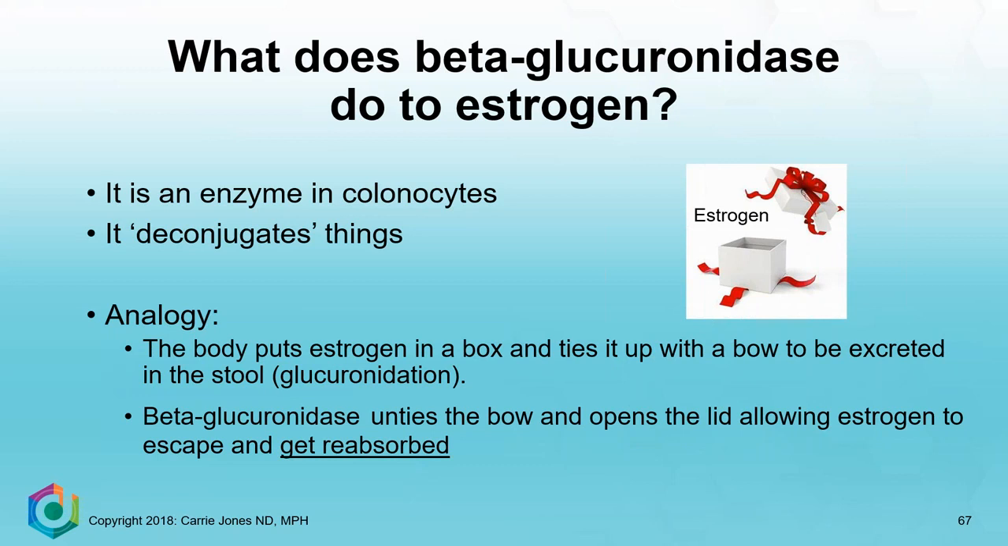So if you think about it, the body puts estrogen in a box, ties it up with a bow to be excreted in the stool. So in this particular instance, we're talking about the act of glucuronidation. So not methylation, but glucuronidation. So a different detox pathway. So with glucuronidation, estrogen's in a box with a bow tied on, and what beta-glucuronidase does is it unties the bow, opens the lid, and it allows estrogen to escape and get reabsorbed. And so that's what it does. It's a gift opener when it's not supposed to be.